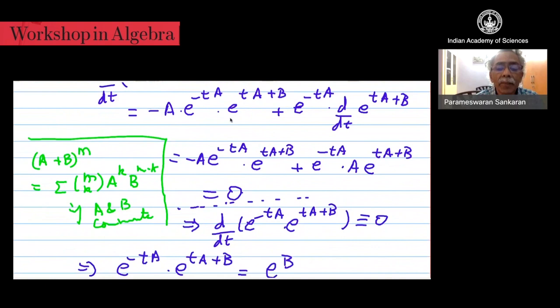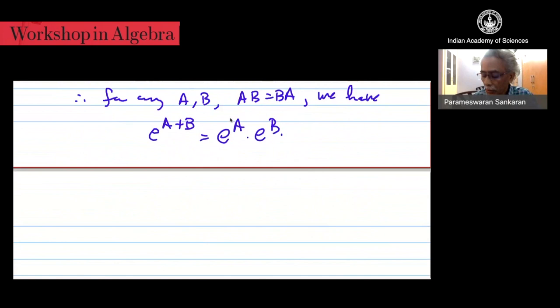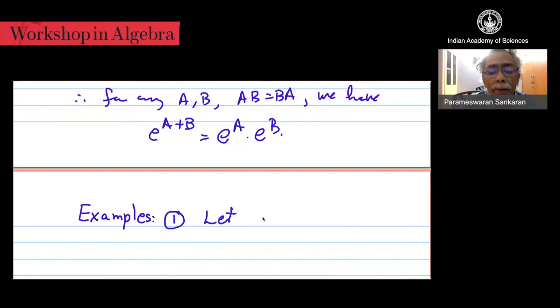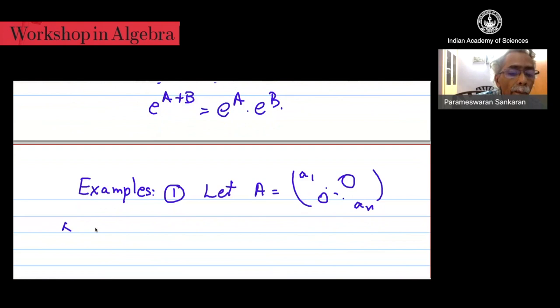I think maybe these are all perhaps too formal. Let me now do an example. Before proceeding further, it's high time I did an example, or let me write examples. Number one, so let A be a diagonal matrix. A is equal to A1 through AN on the diagonal, zeros elsewhere, a diagonal matrix.